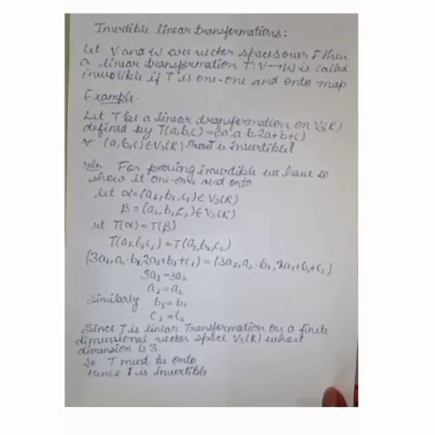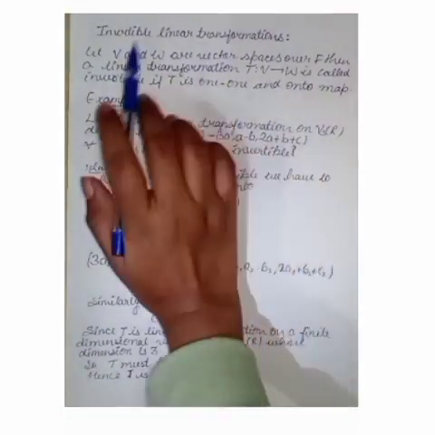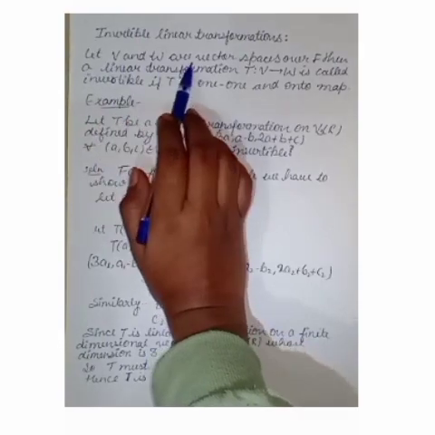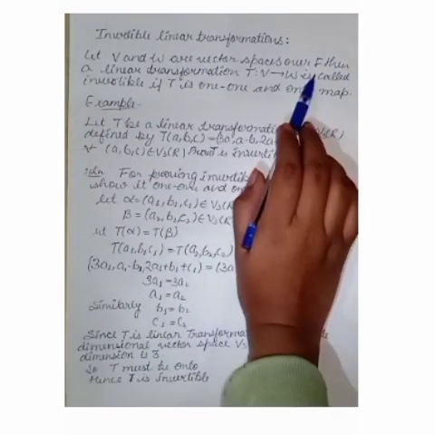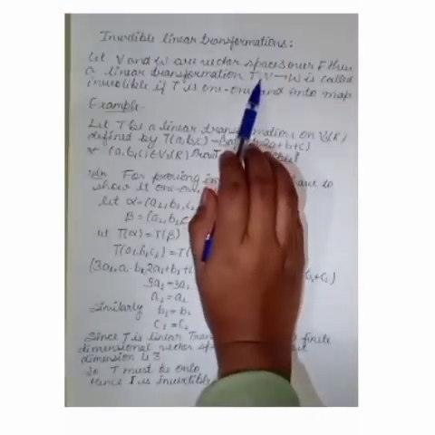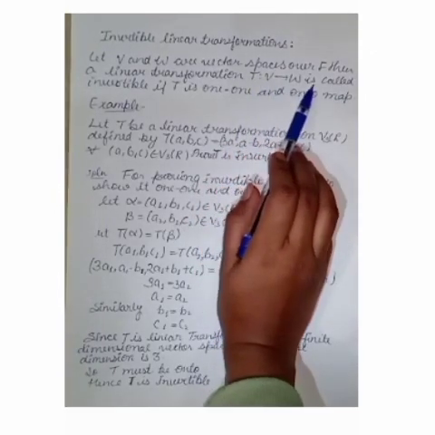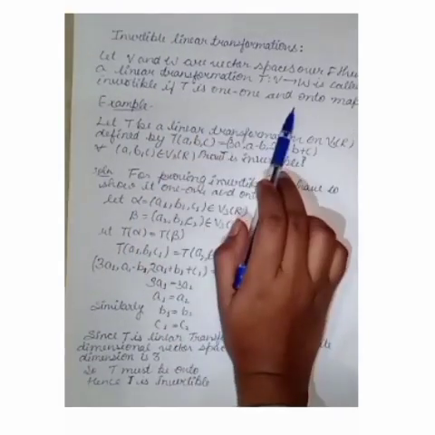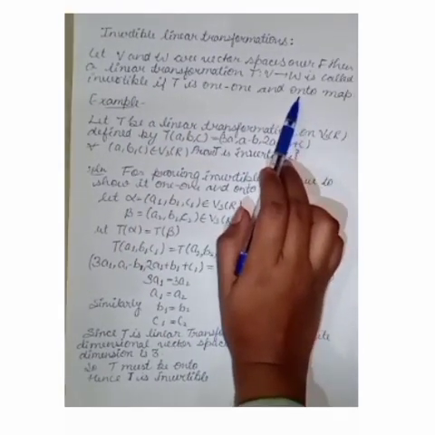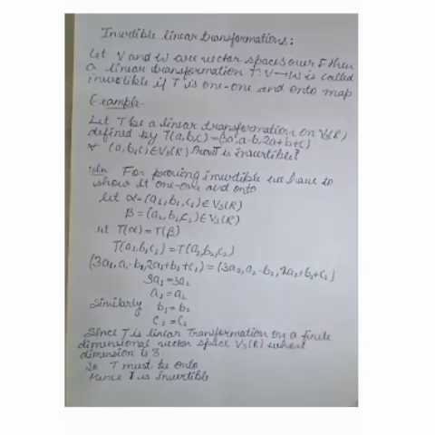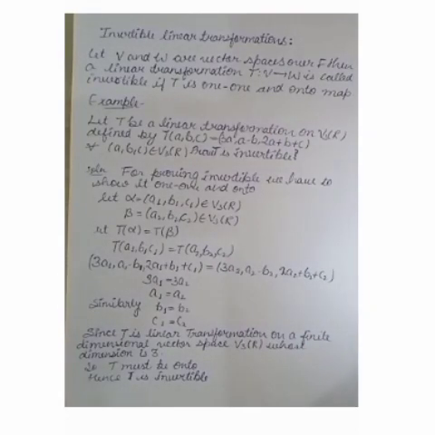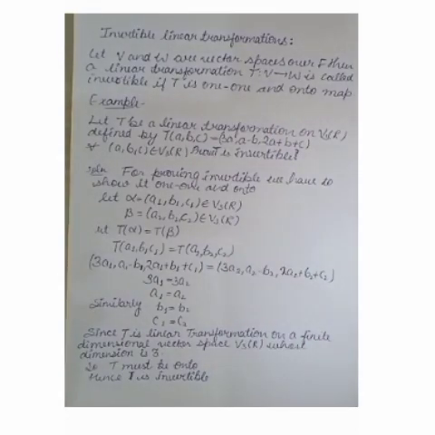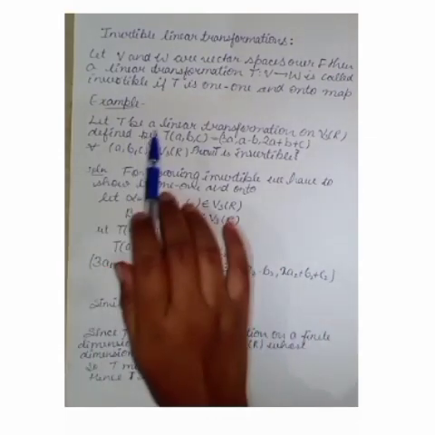Now let's see what is invertible linear transformation. Let V and W be vector spaces over F, then a linear transformation T from V to W is called invertible if T is one-one and onto map. Means for an invertible transformation we have to show that the mapping is one-one and onto.